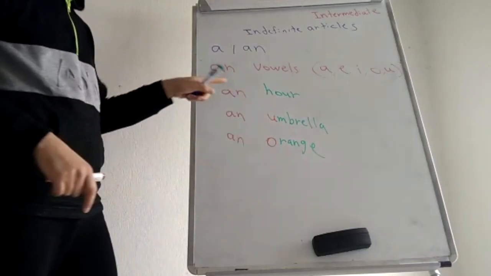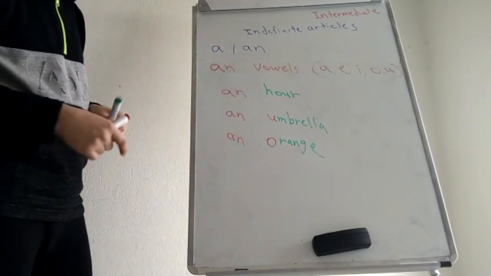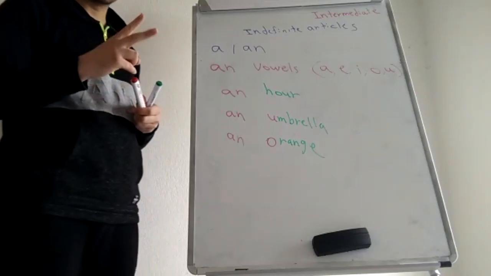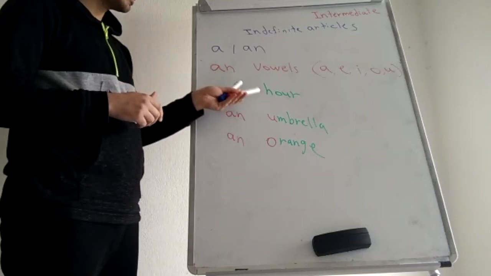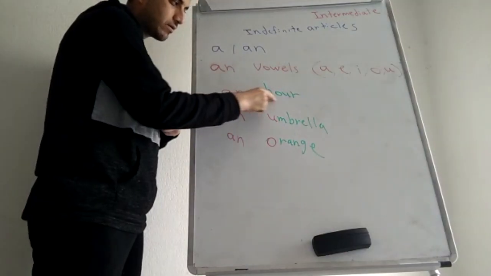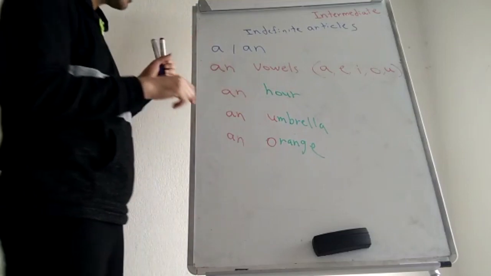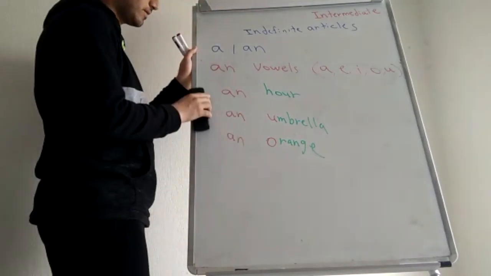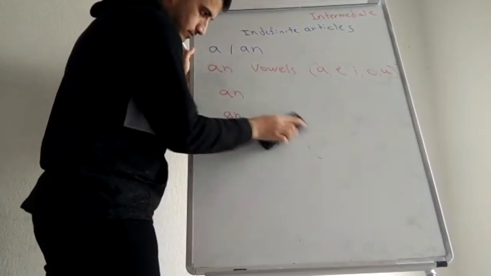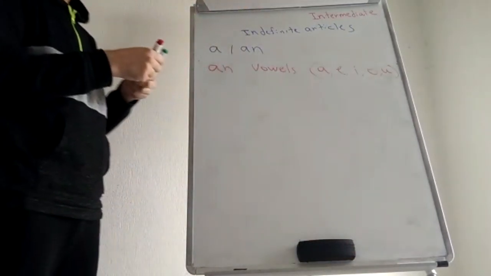Hour, here H is not a vowel, so why do we use an hour? Okay, I'll explain. I will give you two clear examples about this case. So here we don't have a vowel, so why do we use an hour? It should, for example, be a hour. Okay, we'll see. So we clean the board now.